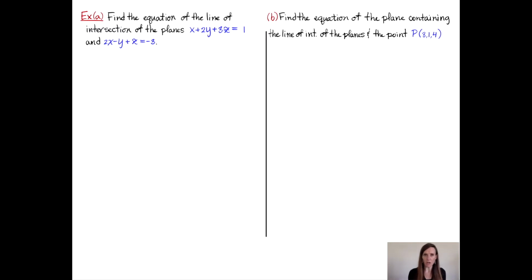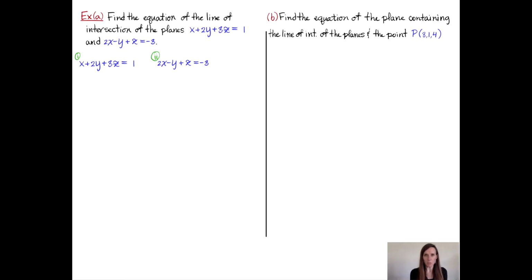The equation of a line, r of t, is going to be in terms of t. So we want to parameterize these two equations so that we can solve for our x, y, and z components in terms of t. So I'm going to copy down these equations again. I'm going to call my first equation equation 1, and the second one equation 2.